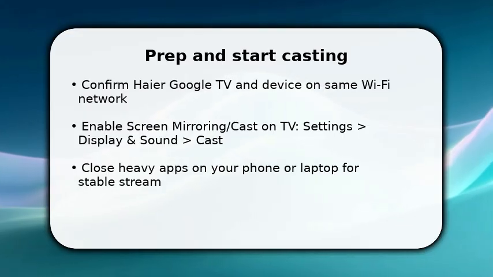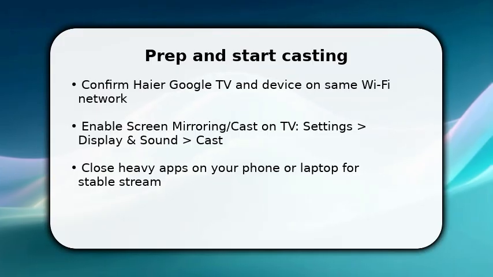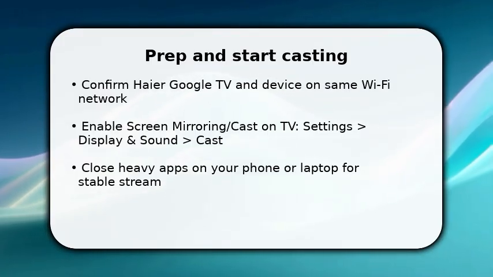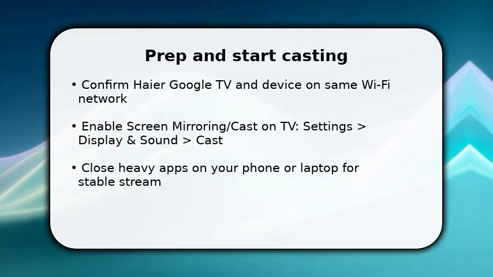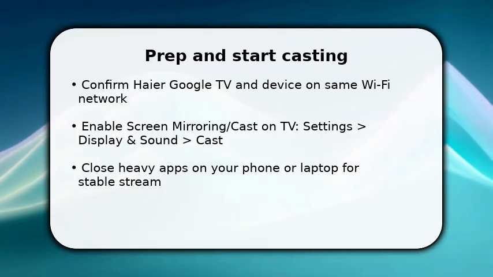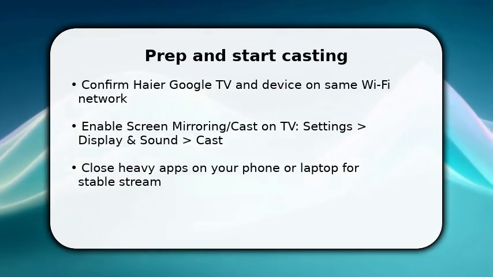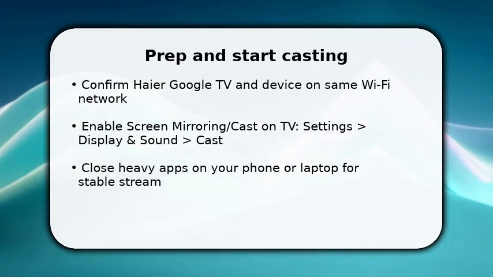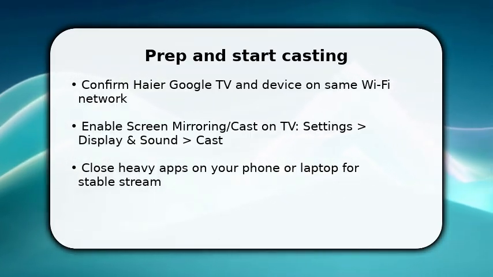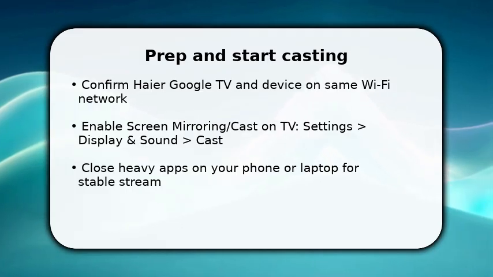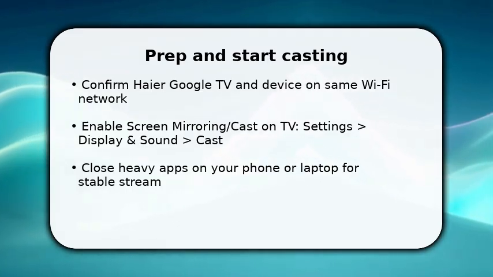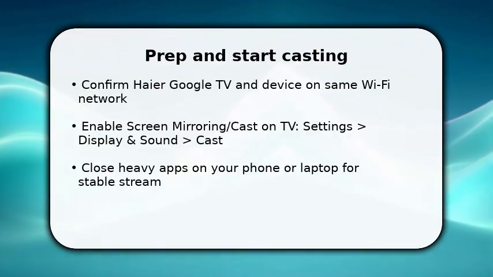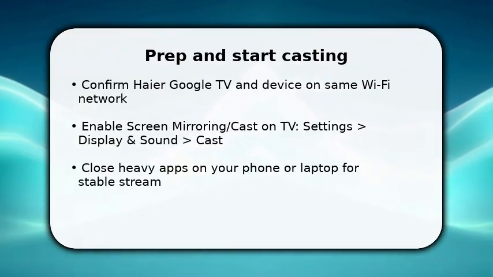You begin by confirming both your Hey Google TV and source device are on the same Wi-Fi network. This avoids discovery issues. Once done, wake the TV and open settings, then display and sound, and select cast to enable receiver mode. On your phone or laptop, open quick settings or the cast option in Chrome. This makes the TV appear. Make sure Bluetooth or location is enabled if required by your device, so discovery is reliable.